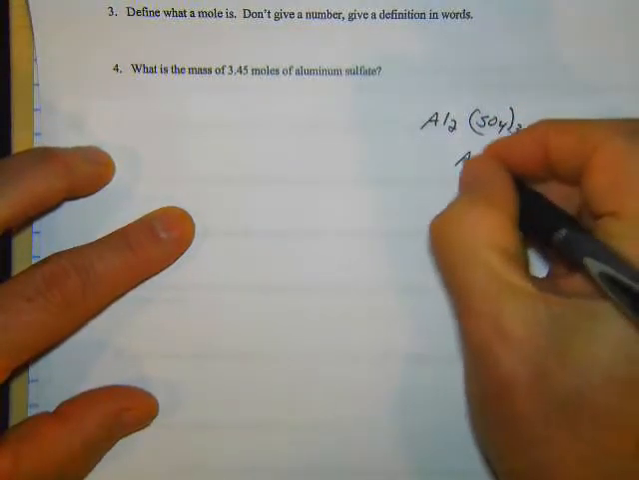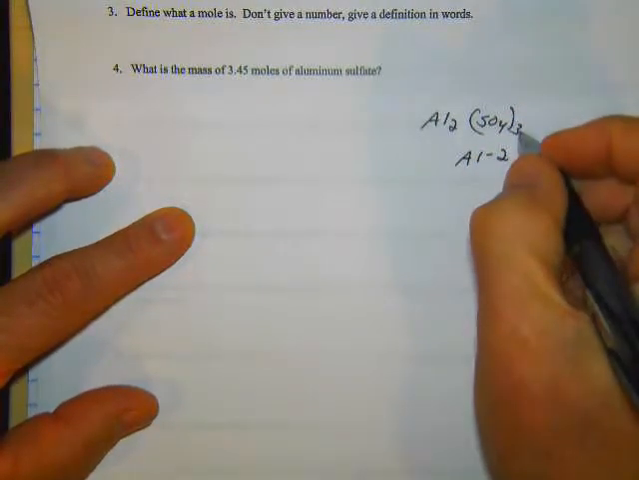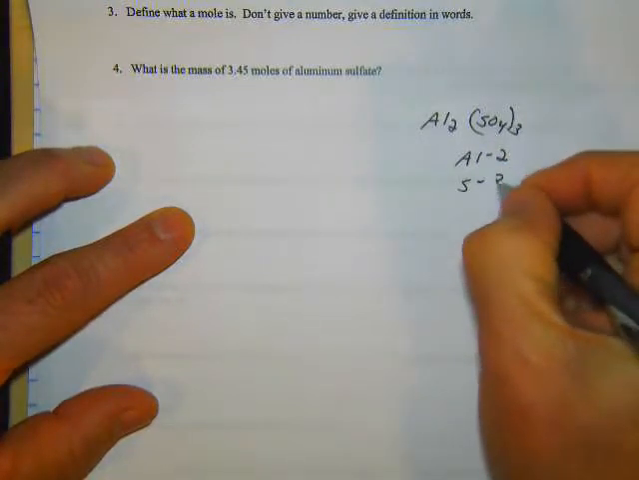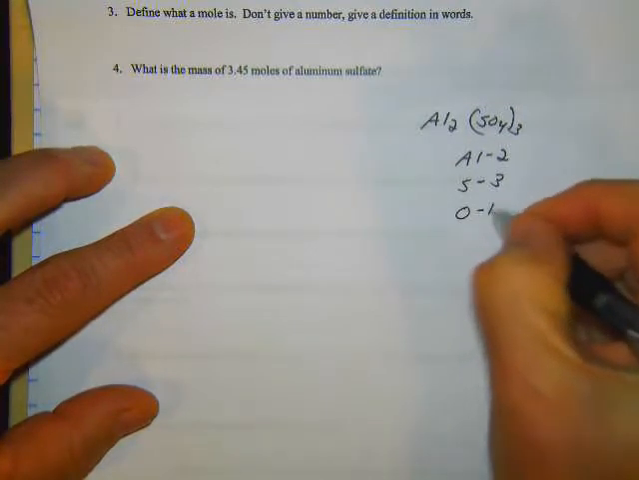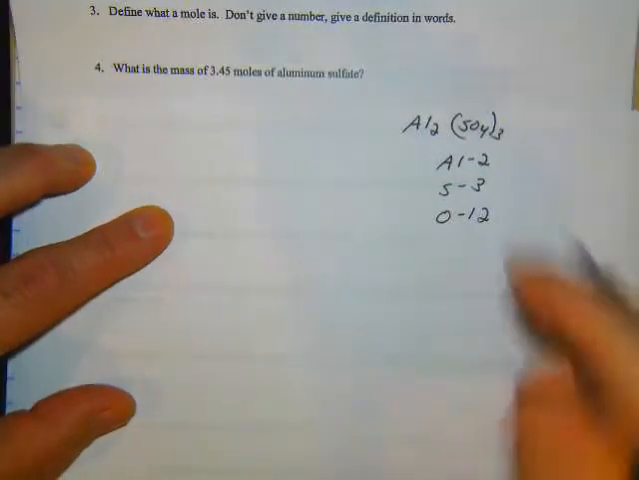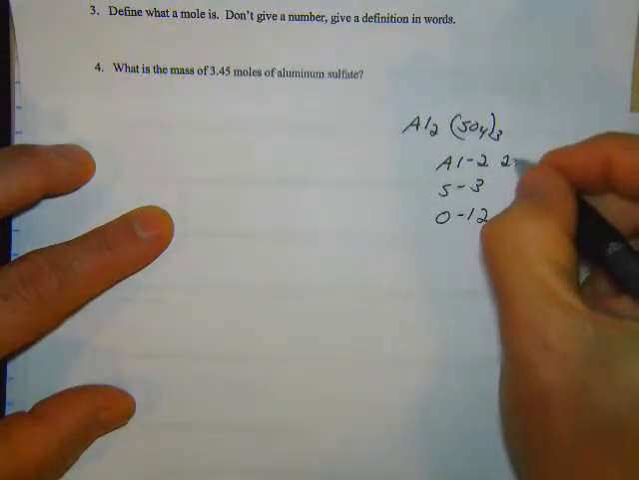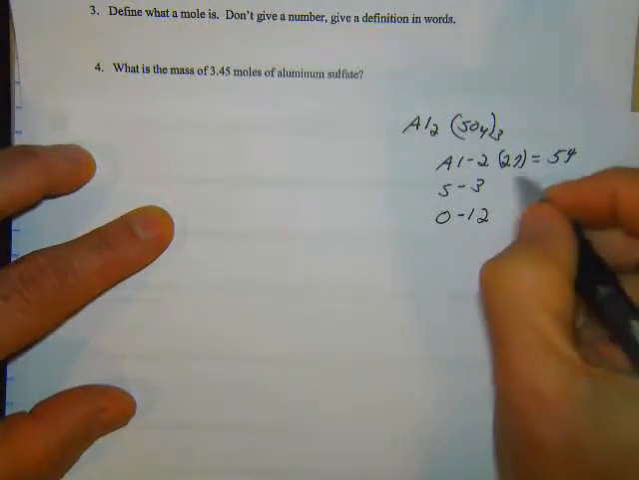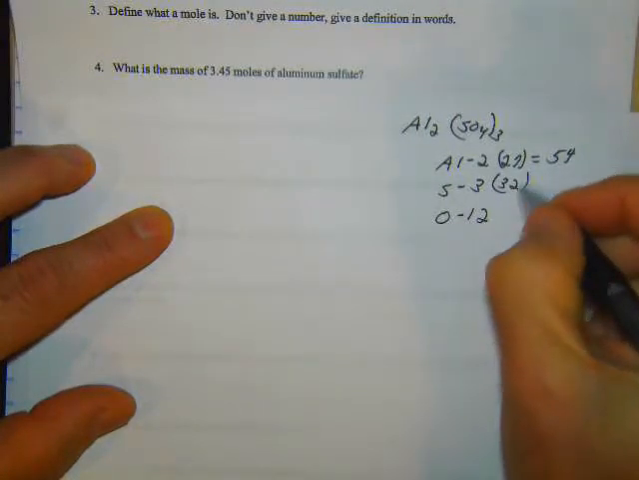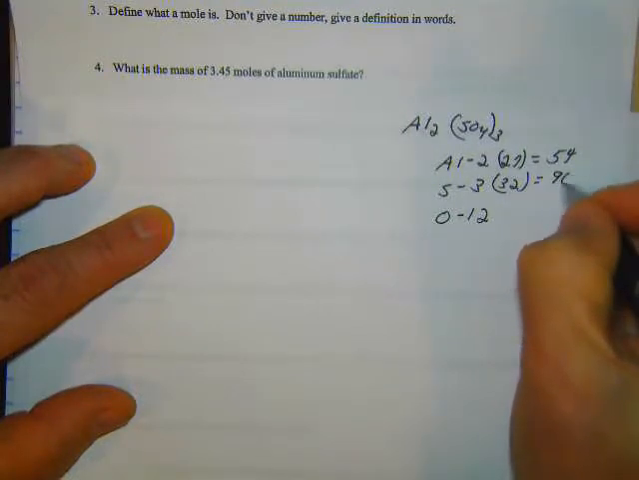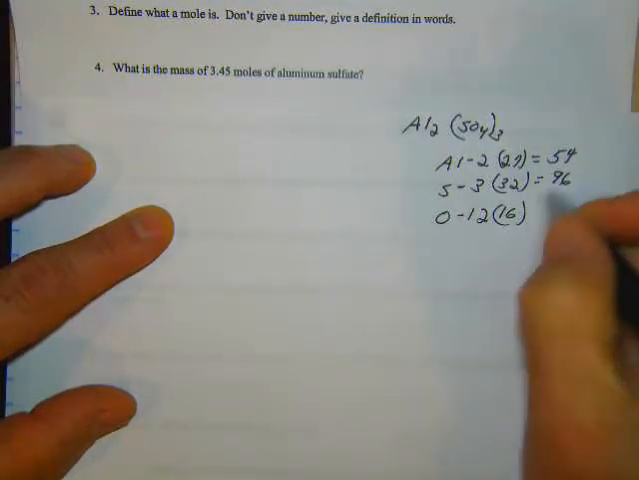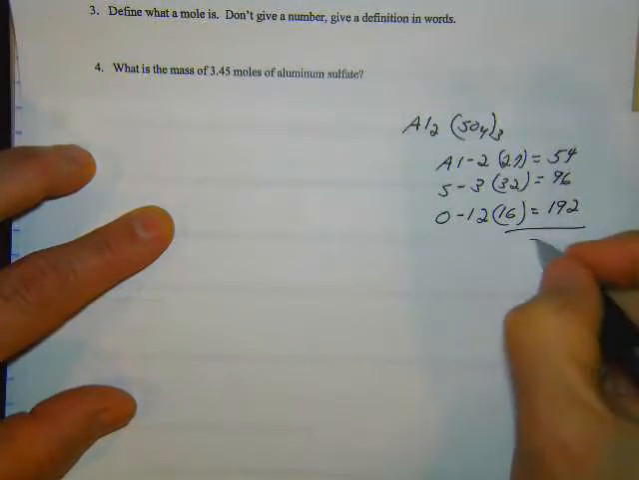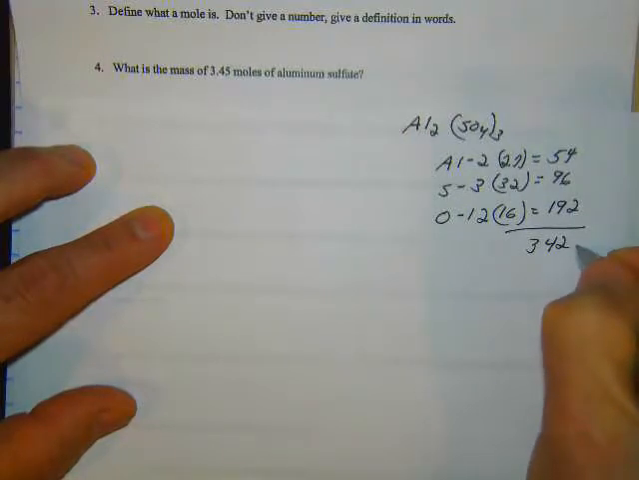So we have aluminum, we have 2, and again this is the distributive property because this is in parentheses. So sulfur we have 3, and oxygen we actually have 12 on this one, so quite a bit there. Aluminum's 27, that's going to give us 54. Sulfur's 32, and it's going to give us 96. Oxygen's 16, 192, and again, don't be afraid to check my math. It's 342 grams per mole.